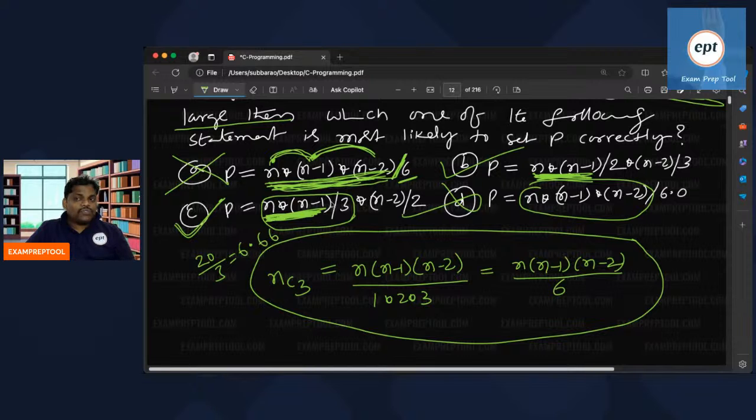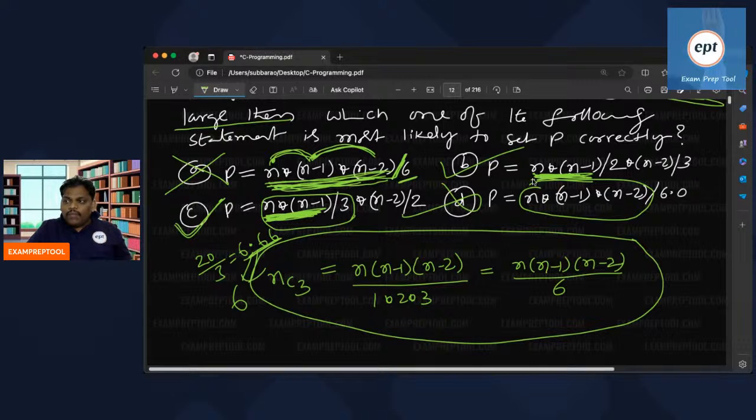What is the meaning? Because you are dividing integer by integer, finally you will get an integer. 6.66, so they will take it as 6 only. Means you will lose something. To make it smaller, you are dividing by 3. But the unfortunate thing is, even number by 3, fractions will come. 6.66 will become 6. You will lose something. You may not get the final answer correct.